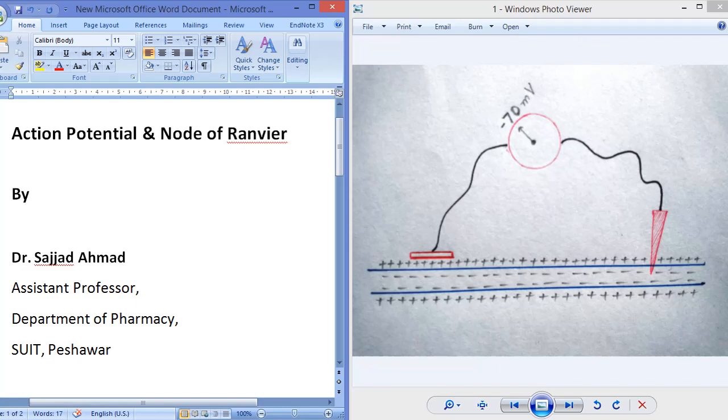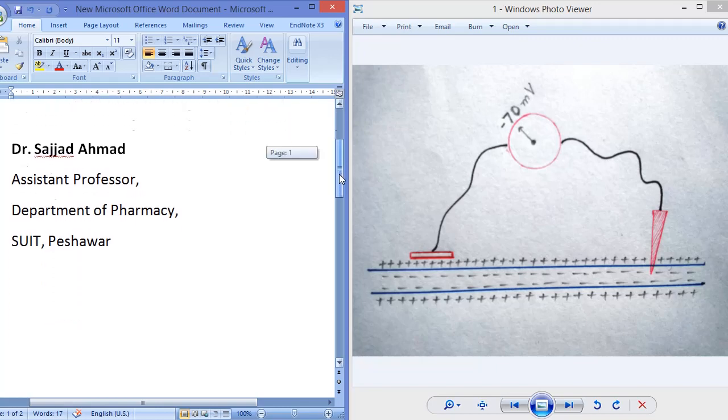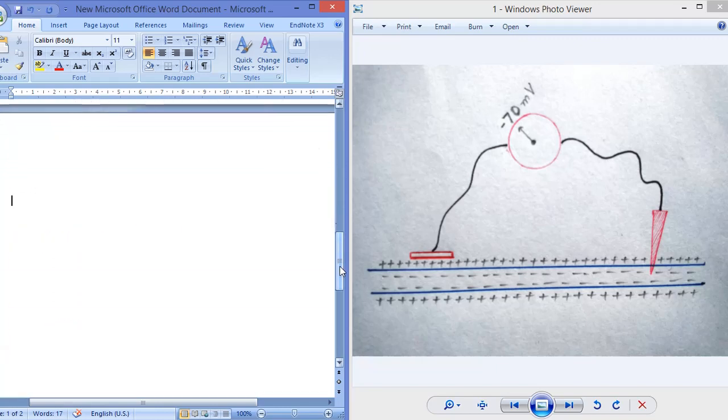Bismillah ar-Rahman ar-Rahim. Today we are going to learn about the action potential in node of Ranvier. Action potential is a propagating change in the resting membrane of a neuron. I am going to write it.